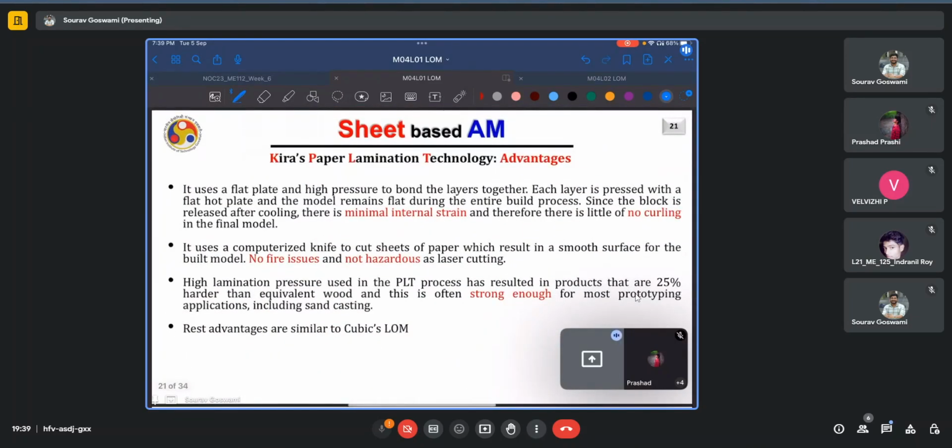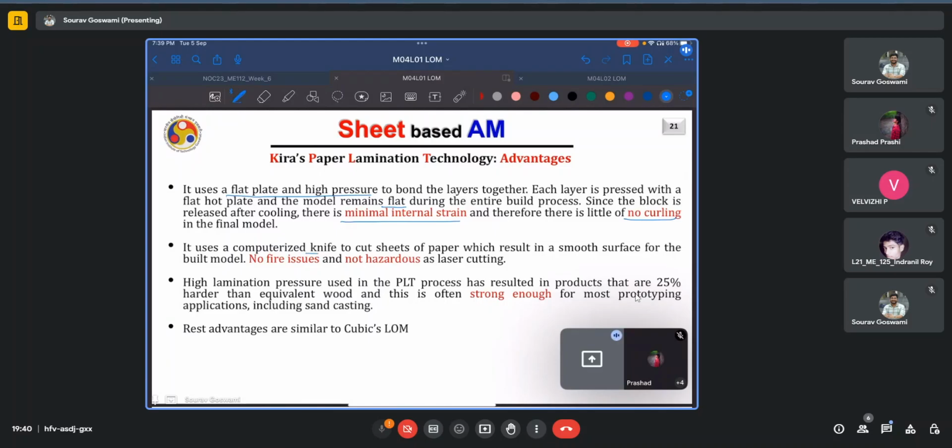Some of the advantages of Kira's paper lamination technology compared to LOM are the use of the flat plate, which is hot, and the high pressure to bond the layers. The model remains flat during this process. There is no shear such as would have been induced by the use of a laminated roller. And the block is released after cooling, and thus all the stresses are relieved. There are no internal strains which might induce residual stresses later. Of course, they cannot be zero, but they are at a minimum. And this implies that there is no curling or distortion at the end of the build process because it is already relieved.